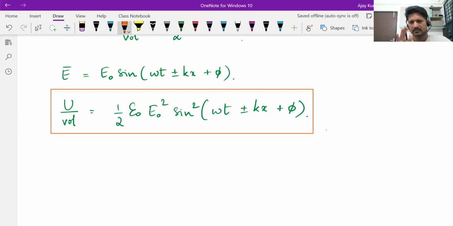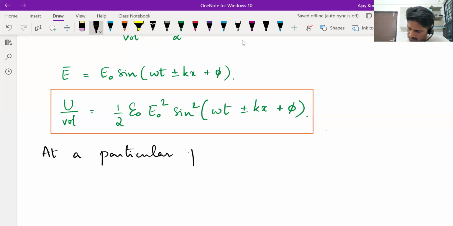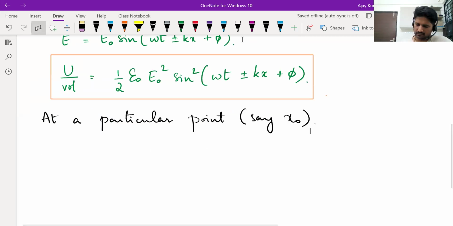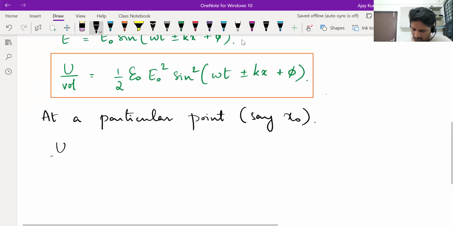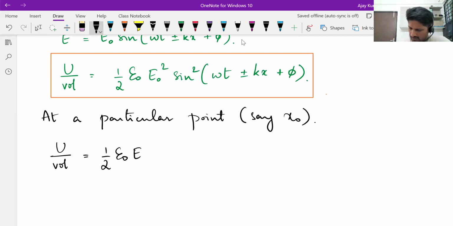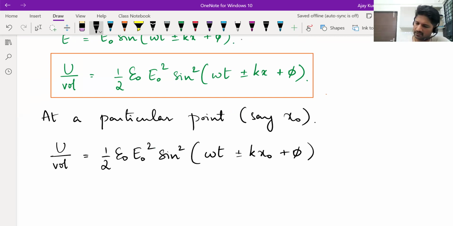Okay. Let's consider one point now, at a particular point, let's say x naught. The energy per unit volume, that's the energy density, becomes half epsilon naught E naught square sine square omega t. T is a variable. Time keeps on changing. Plus or minus k, we are fixing the x coordinate, and the phase constant is a constant anyway. So this entire part becomes constant.